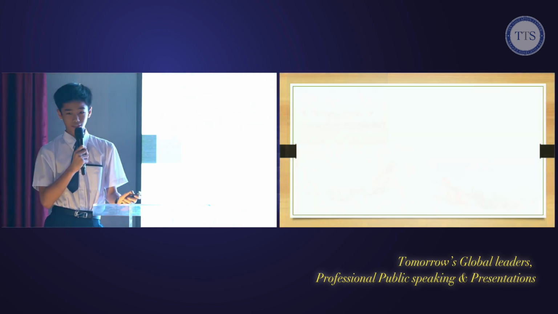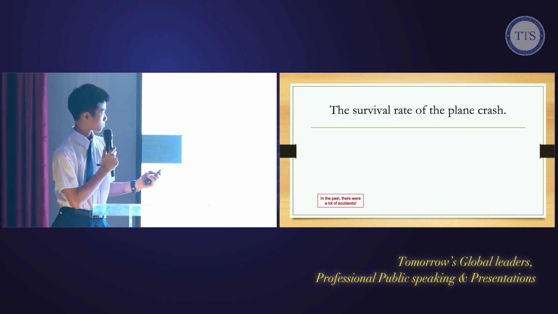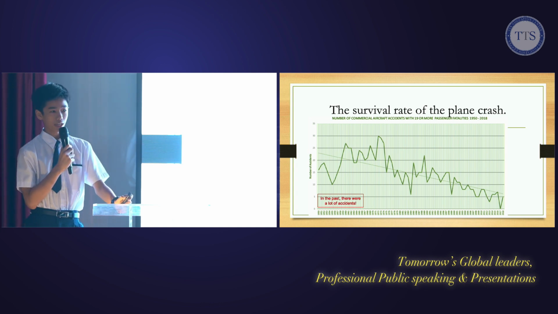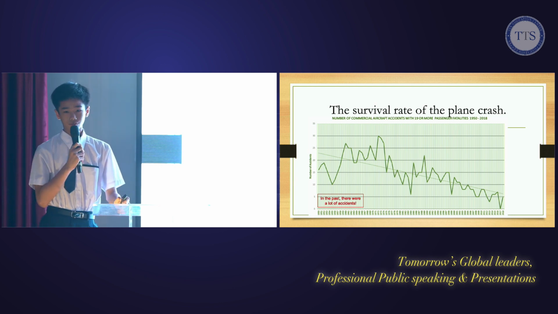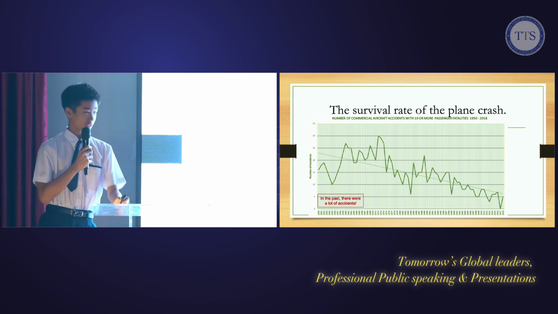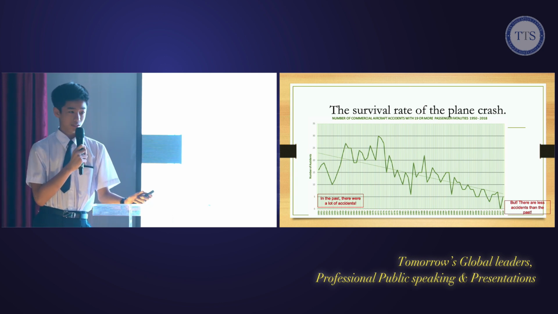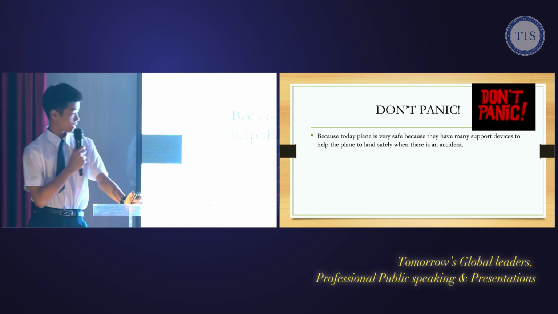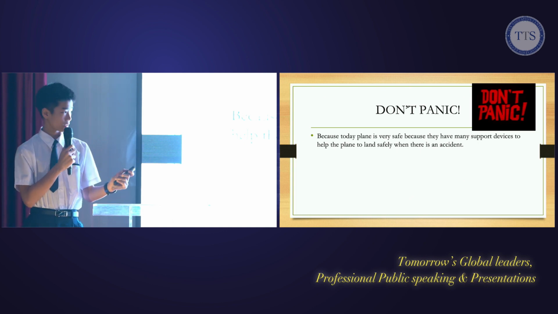Second, the survival rate of a plane crash. So this is a graph of the number of commercial aircraft accidents with 19 or more passengers, and fatalities, from 1950 to 2018. As you can see, in the past there were a lot of accidents, but today planes have fewer accidents than in the past. Because of that, don't panic, because today planes are very safe and they have many support devices to help the plane to land safely when there is an accident.